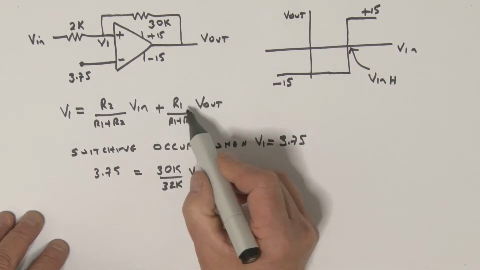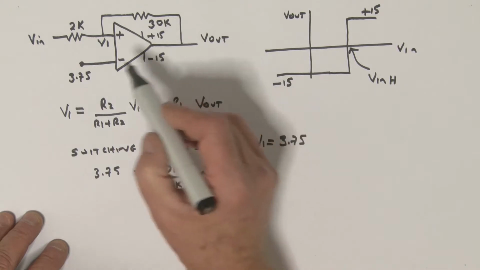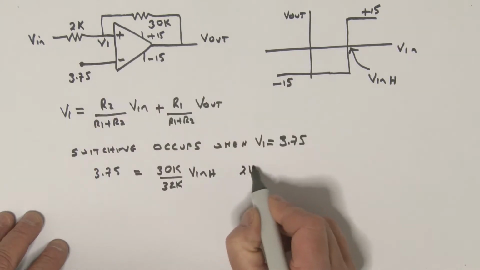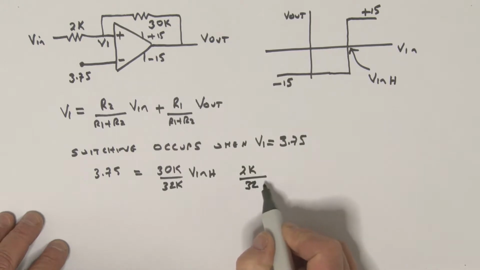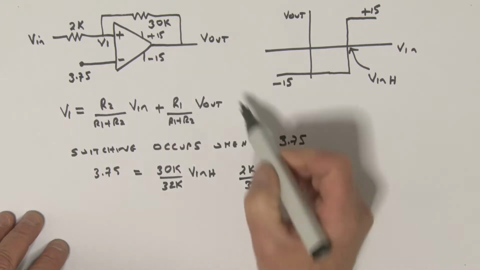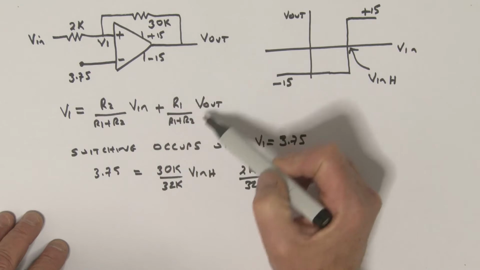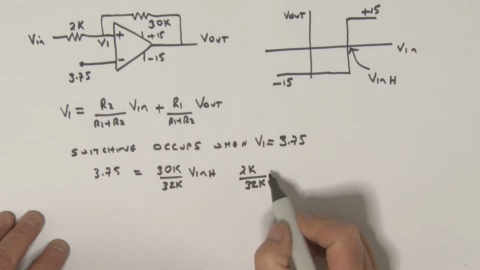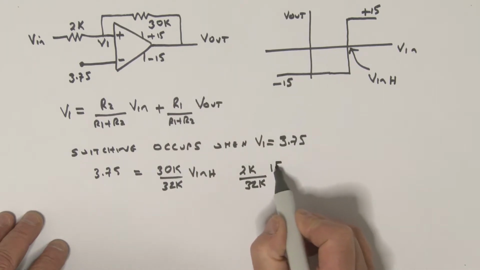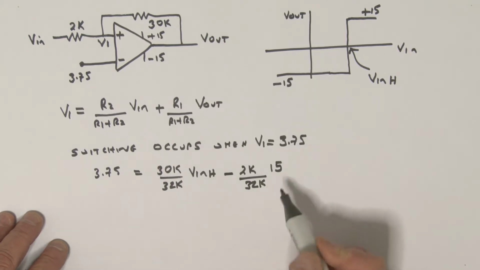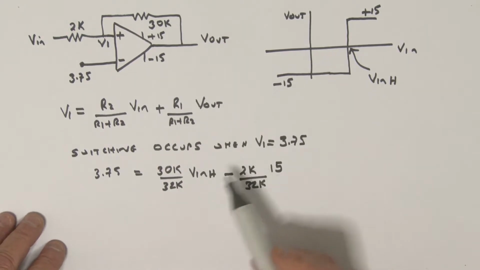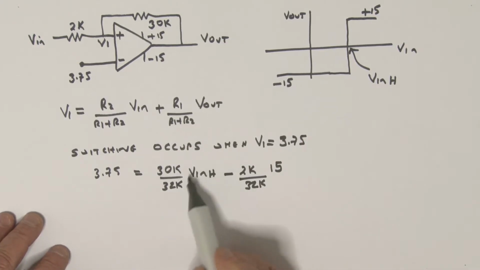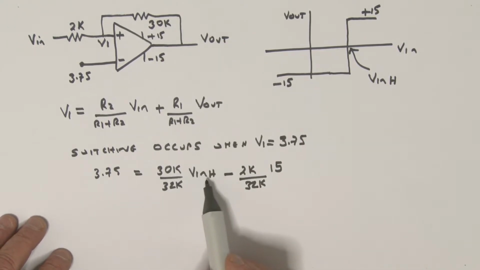Then we've got R1, which is 2K, divided by 32K, that's the R1 plus R2, and it is times the output voltage. The output voltage is minus 15. So there is the 15, and I'm going to put the minus in like so. So that's really our switch condition. What we've got to do here is try to find that V in H.